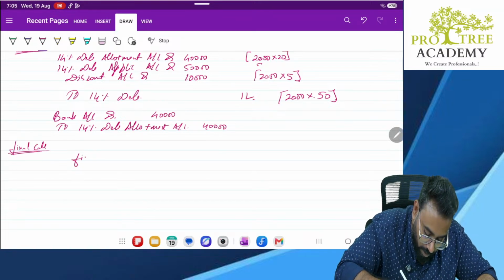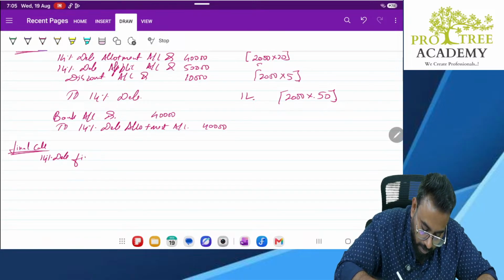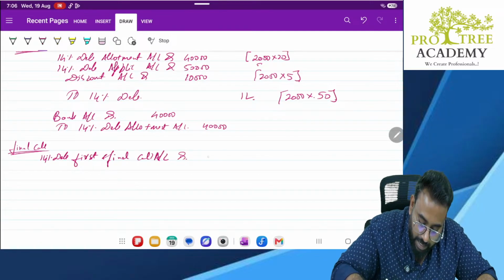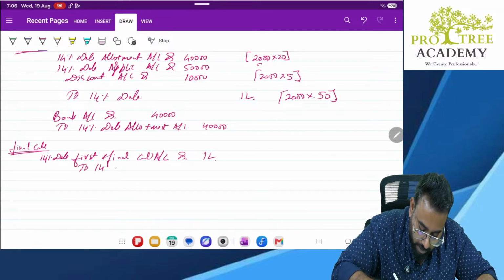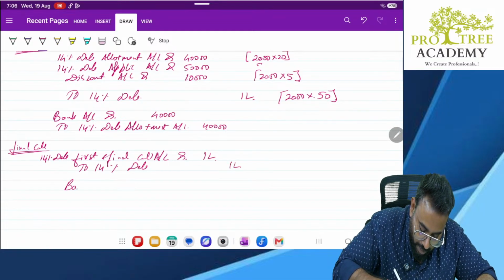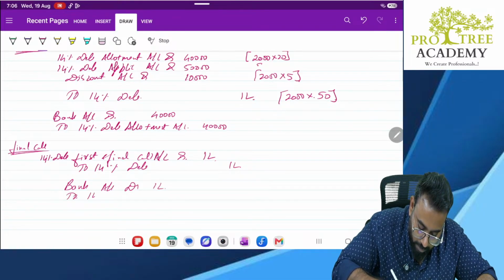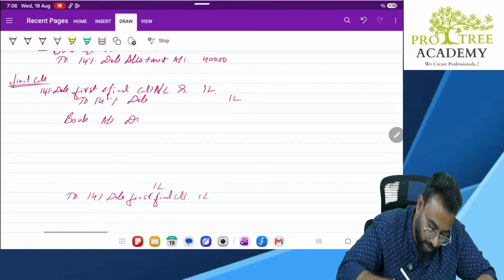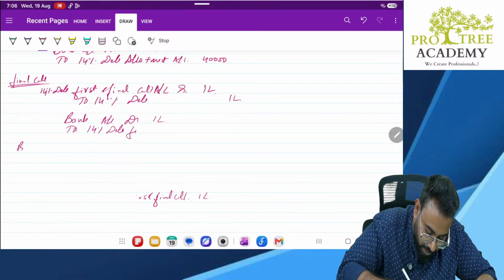Next, final call. 14% debentures, first and final call account debit, 1 lakh to 14% debentures, 1 lakh. Next, bank account debit 1 lakh to 14% debentures, first and final call account, 1 lakh. Clear? Next, quickly we'll prepare the balance sheet.